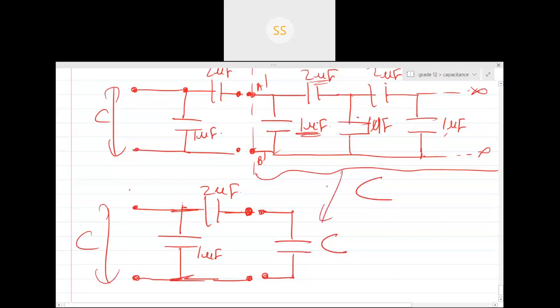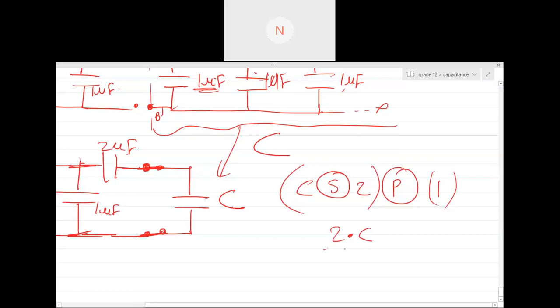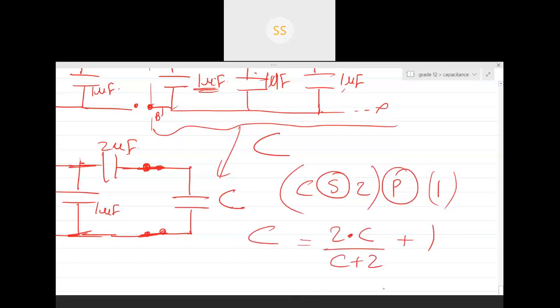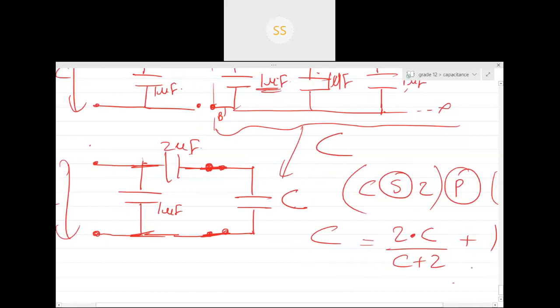Please remember, this becomes like this. Now this C and 2 are in series, and the whole combination is in parallel with 1. So can I say twice of C upon C plus 2, plus 1, is equal to the net capacitance, which was also C only. So I just equated C equals to this. Can you see from here? A quadratic is getting formed.